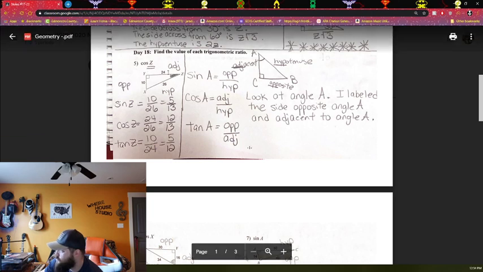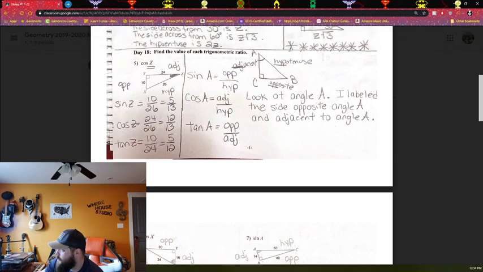So all we're going to do is 24 over 26. Cosine of Z equals 24 over 26. Let's see if that's what she did. Yep. Cosine of Z equals 24 over 26. And then all she did was simplify that to 12 over 13.